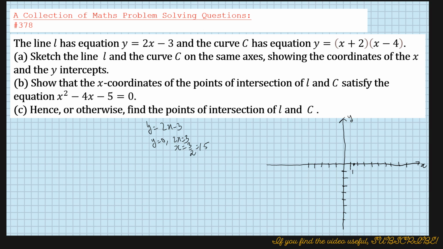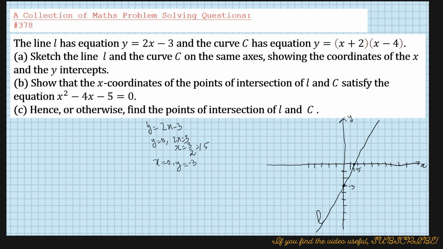So if I just do 1.5, and then if x is 0, then y equals minus 3. So the y-intercept is minus 3. This is 1, 2, 3, so this would be minus 3. So the line would pass through minus 3 on the y-axis and 1.5 on the x-axis. I'll join these two points, and somewhat, this is the line L.